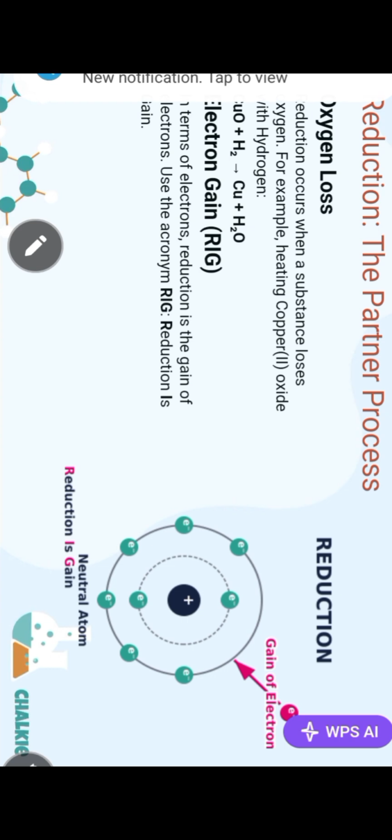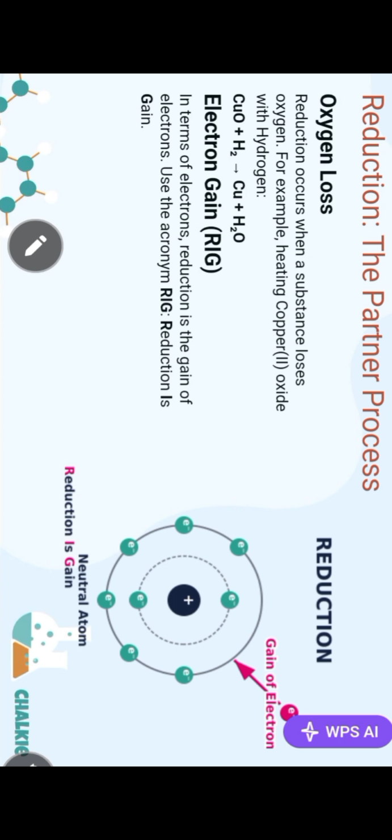So when oxygen is removed from a substance, we say reduction has taken place. For example, heating copper 2 oxide with hydrogen. Heating copper 2 oxide with hydrogen will give us copper plus water. So from this equation we can see that oxygen has been removed from copper oxide to give us H2O. So in this reaction, it has lost oxygen. Oxygen has been removed from the chemical equation. So we can say reduction has taken place.